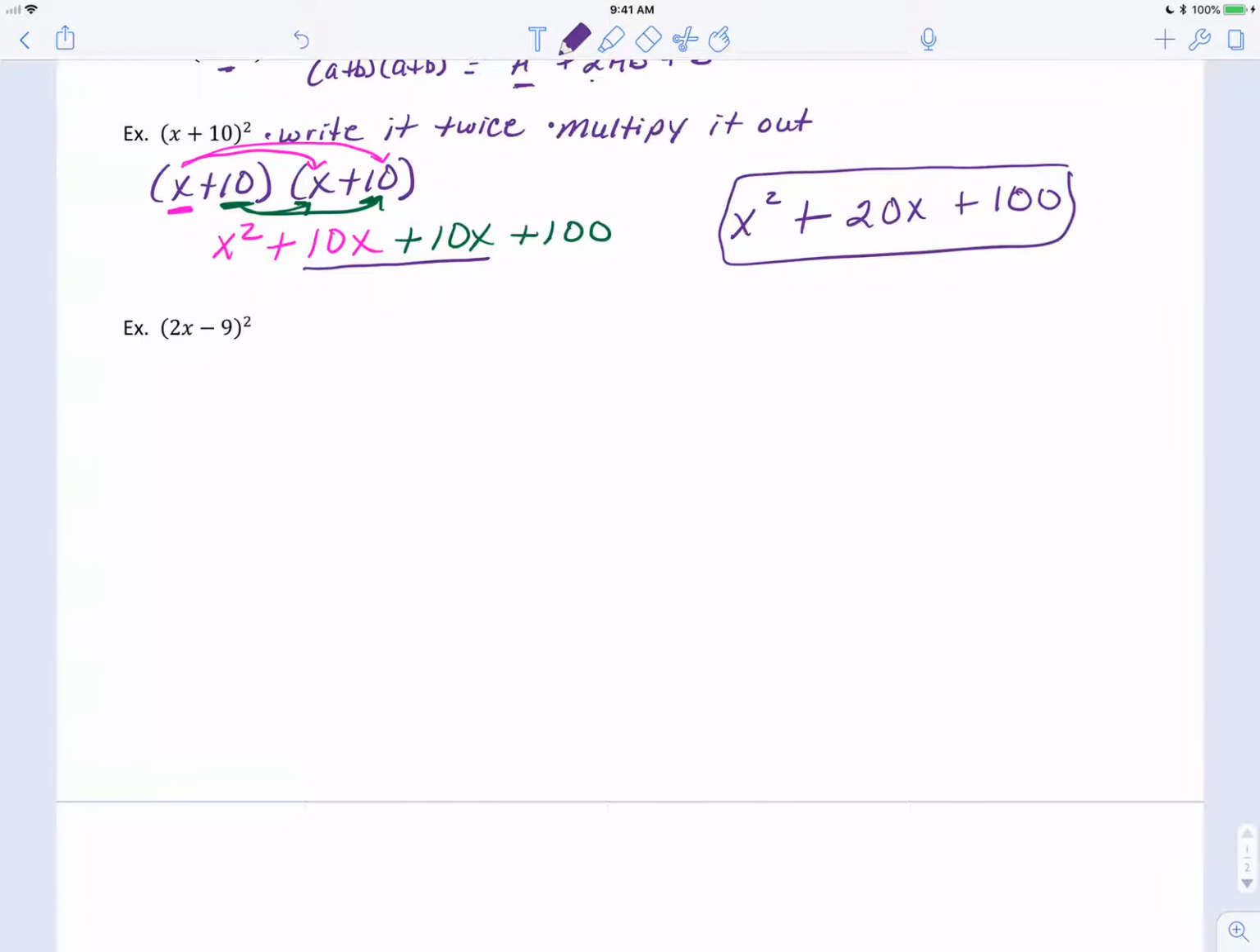2x minus 9 squared means to do what? Write it twice. 2x minus 9 times 2x minus 9. Okay, try to multiply that one out, see what you get, come back and check your answer.